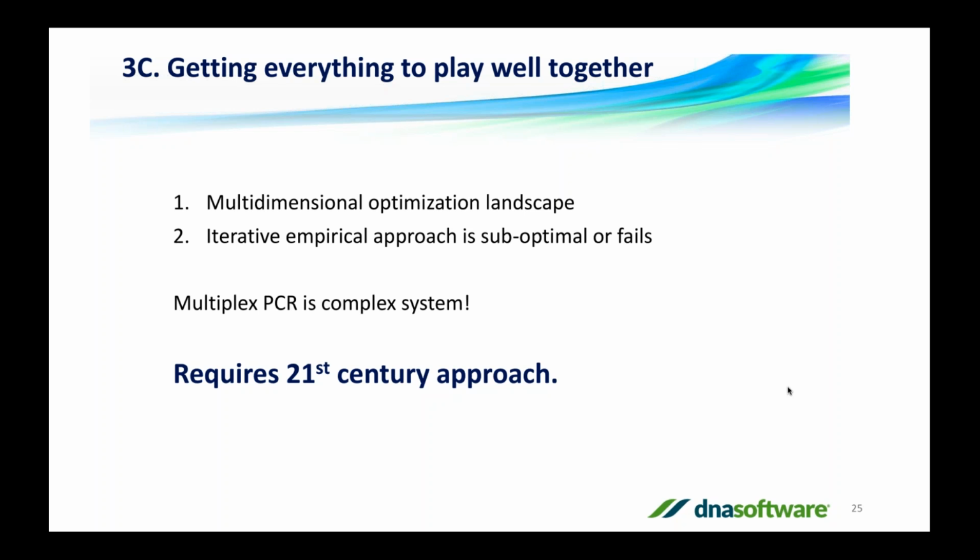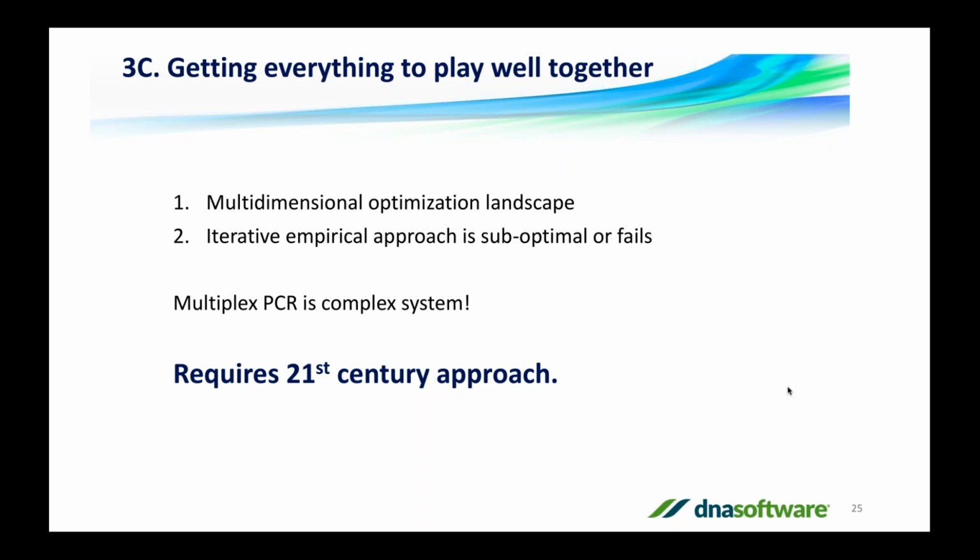No one can keep in mind a million different primers hybridizing at different locations and trying to find the combinations thereof that work well together. And the iterative empirical approach is suboptimal. I'll be covering that in a moment. So what we need is a 21st century approach to solve this kind of problem.